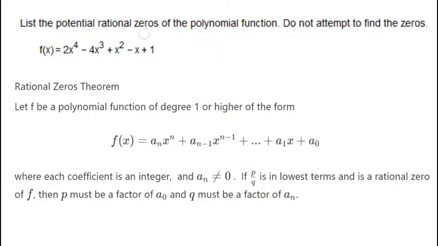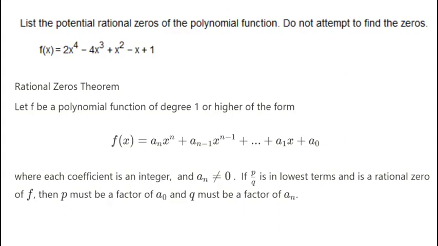List the potential rational zeros of the polynomial function. Do not attempt to find the zeros. We're trying to find the potential rational zeros of f of x equals 2x to the 4th minus 4x cubed plus x squared minus x plus 1. We're going to find these potential rational zeros using the rational zeros theorem. With the rational zeros theorem, we need to have a polynomial function which has integers as the coefficients.